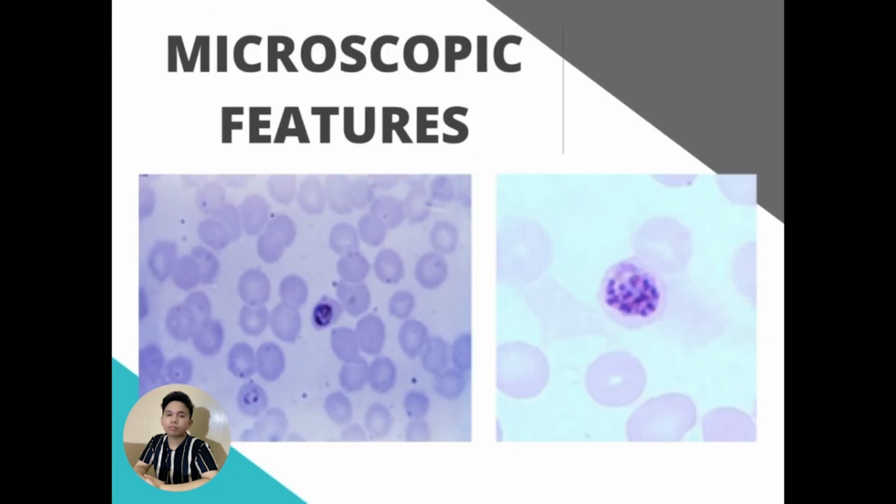So under the microscope, the left side picture here is the immature schizont, and on the right side is the mature schizont. Notice on the right side that the merozoites are arranged in a cluster arrangement.